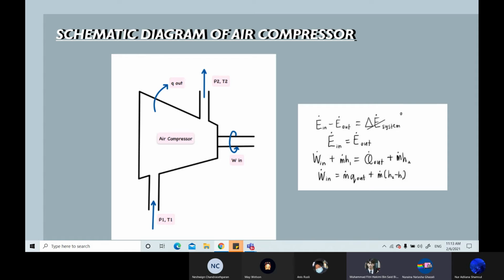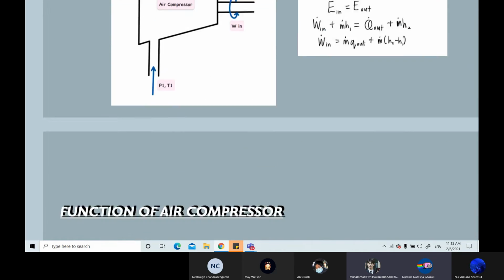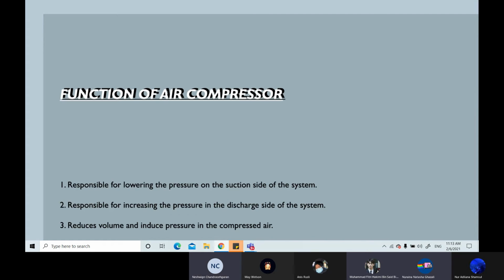For this energy balance equation, energy in is equal to energy out, since the rate of change in energy of the system is equal to zero for the steady flow. And therefore, we calculated that the work is equal to Q out plus m times (h2 minus h1). So that's it for my part, and let's move on to the next slide.